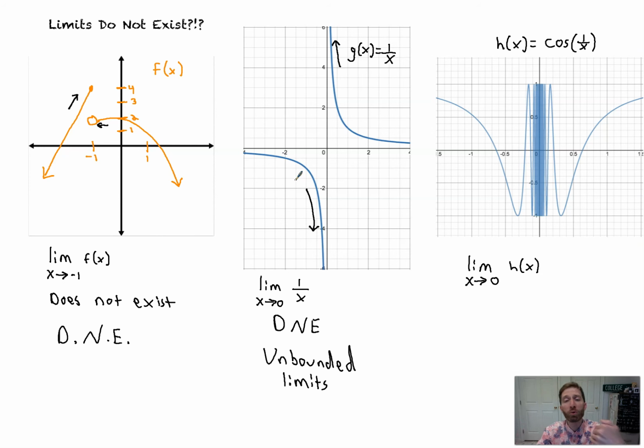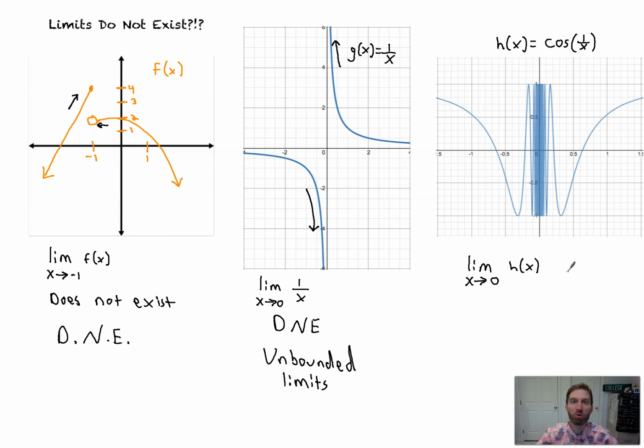Anytime a limit approaches an x value and the y value goes upwards or downwards to one of the infinities, negative or positive, the limit does not exist. So that's an unbounded limit or an infinite limit. It goes on and on forever. So the limit does not approach the same y value from both sides, so it doesn't exist. Same reasoning here, and it also goes to infinity.